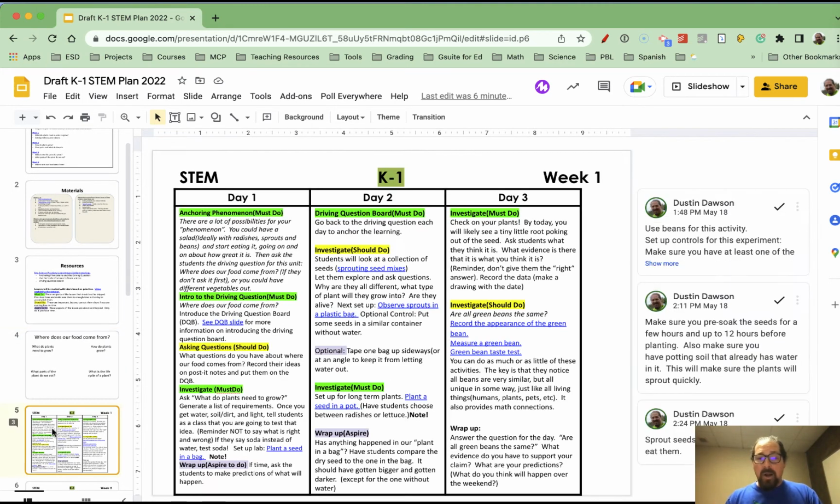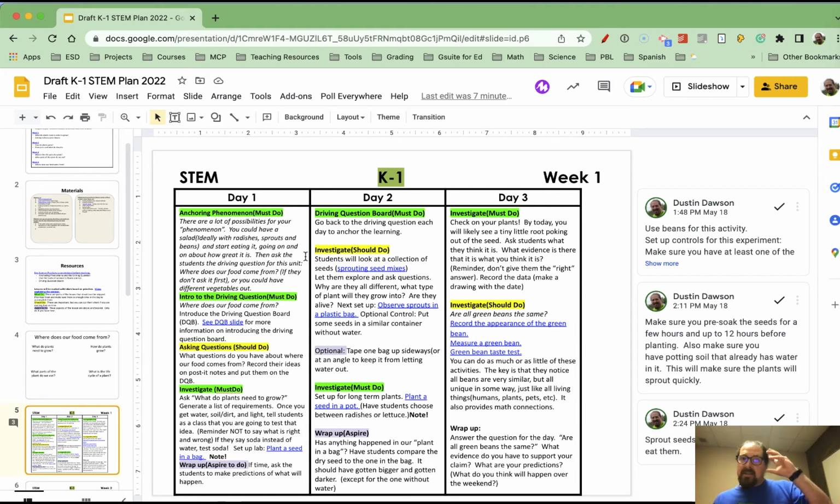So day 1, your anchoring phenomenon is to bring in a bowl of salad or something like that and be eating it and be like, oh, this is so amazing. And students are going to be like, what is the teacher doing eating a salad right now? And then that's going to drive into that question of where did this food come from? Where did this salad come from? All the different bits, the lettuce, the radishes, the whatever you have in there.